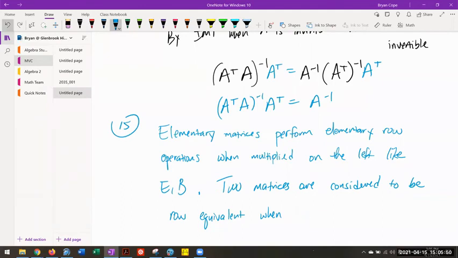Yeah, not when they ref to identity, when they ref to each other, right? So two matrices are considered to be row equivalent when they ref to a common matrix, or no, they could ref to each other. They would mirror each other. One refs to the other one. That's right. When they can ref to each other, two matrices are considered to be row equivalent. Sure. That works.